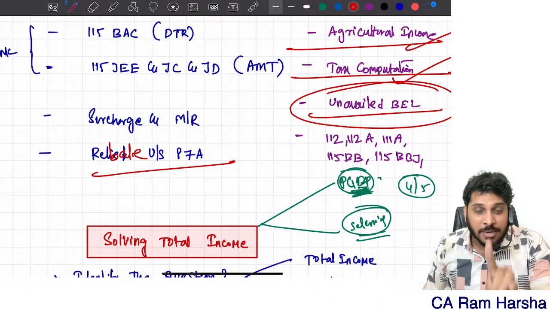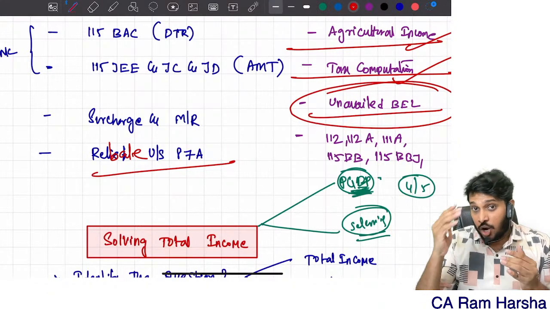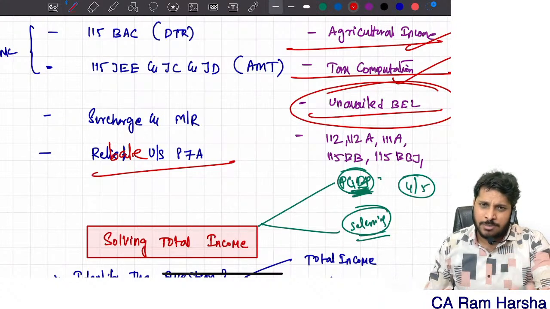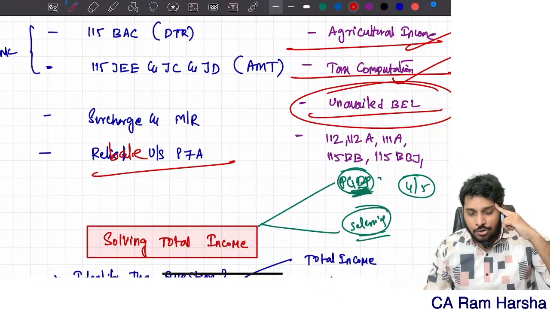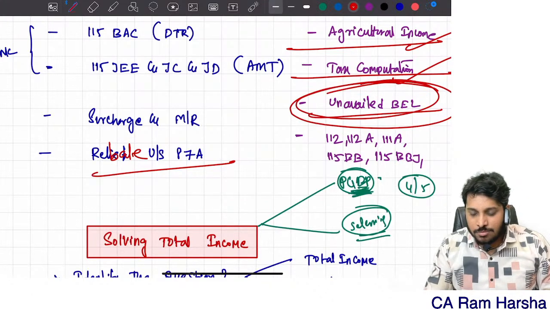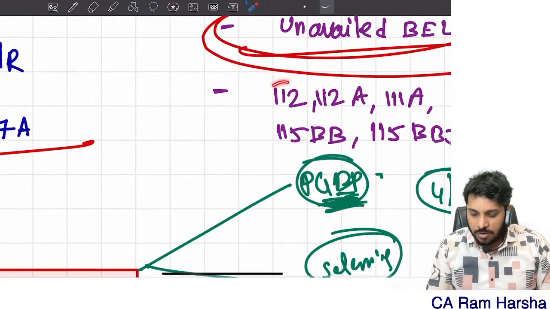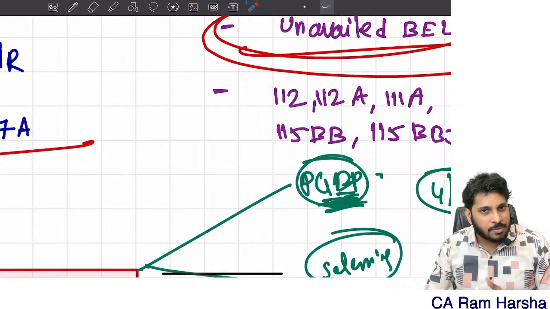This unutilized basic exemption limit can be set off against long-term capital gain 112, whether it is the optional tax regime or the default tax regime. In both cases it is permitted. That's it. So if your normal income is less than the basic exemption, immediately you should remember the unutilized basic exemption concept also. Then coming to 112A, normal long-term capital gains are taxable at 20%.